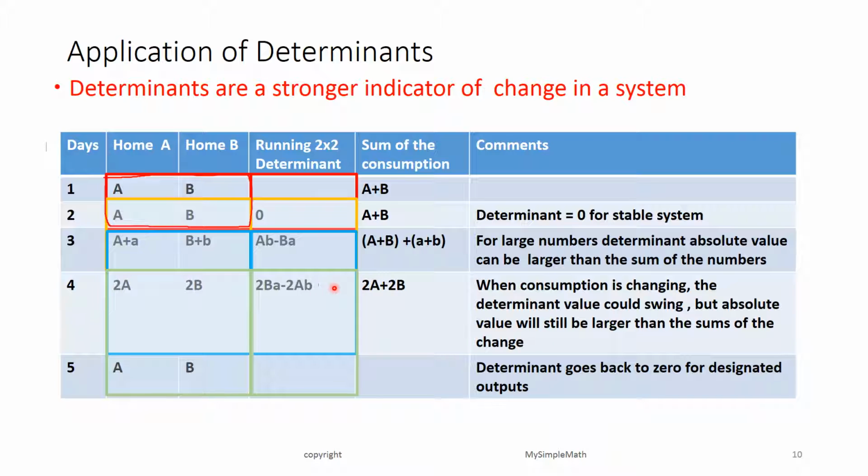So the summary of this slide is that determinants are a stronger indicator of a change in a system, and it goes back to zero when the system goes back to stability. So let's see, we can simulate this happening for a 3x3 system in the next slide.